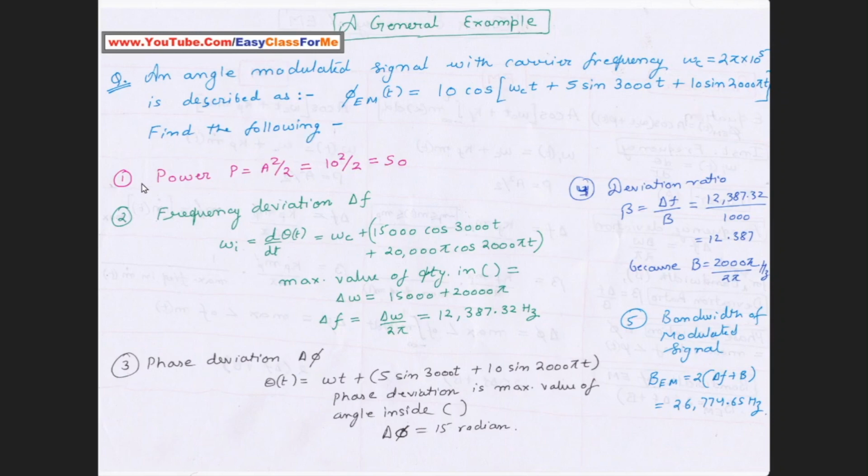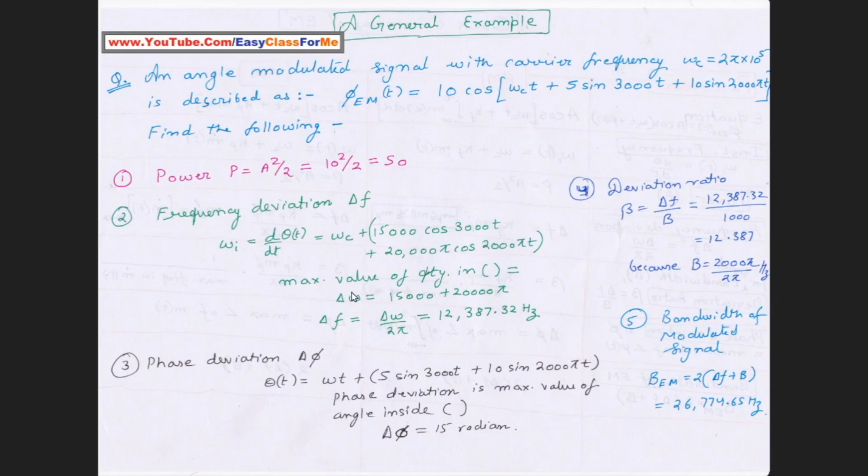Find the following. First of all, the first parameter is power. Power is simply A squared by 2. Here it will be 10 squared by 2, and hence 50. Next, frequency deviation delta f. For that we first have to calculate omega i, which is d theta t over dt. So we take the derivative of this, and this is the derivative that we have got.